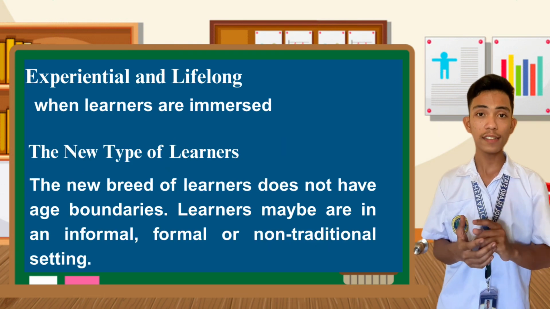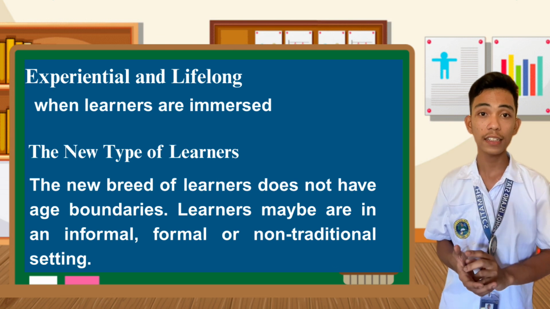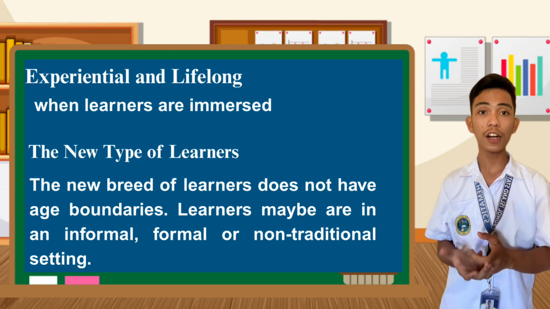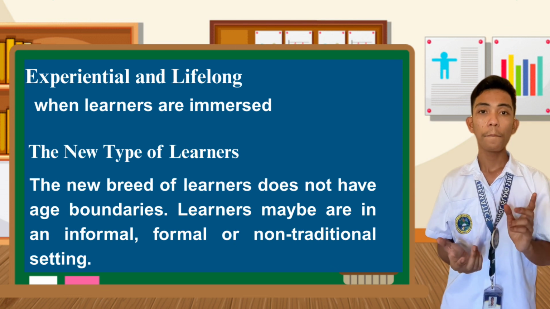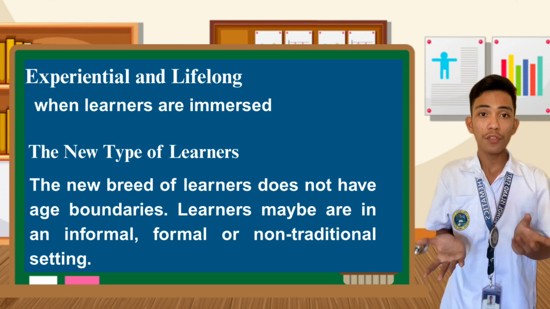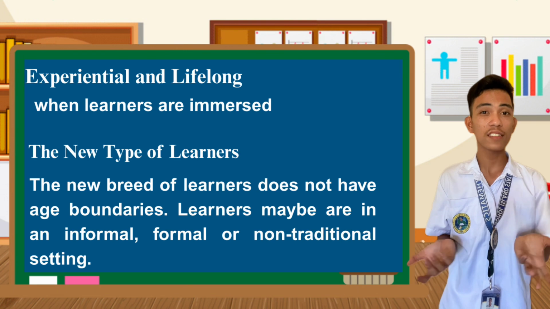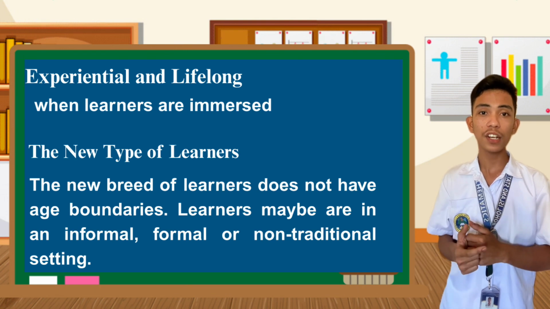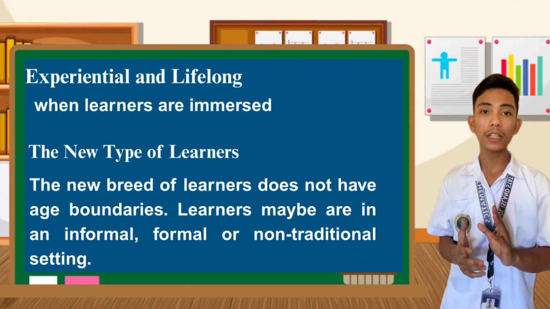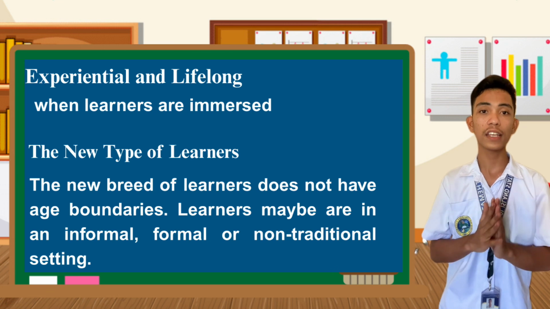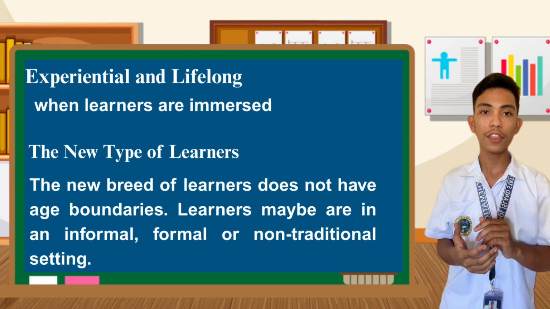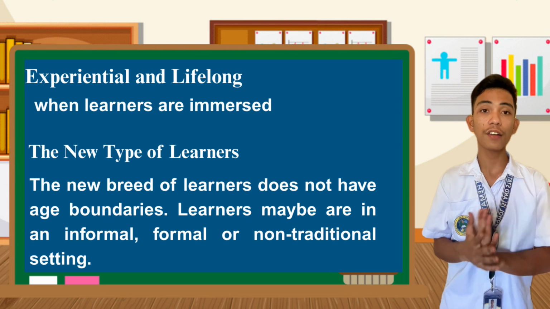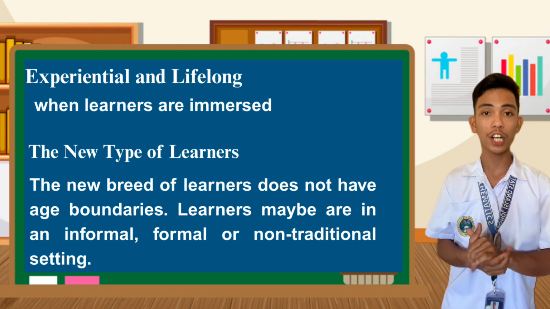And the fourth one is the experiential and lifelong, when learners are immersed. This method isn't familiar to us, but maybe one of you knows about this, though I believe the majority isn't familiar. When we say learners are immersed, they are completely engaged in their experience, like an internship or making a hands-on project. In short, this method means that the learners are ready to apply what they have learned.